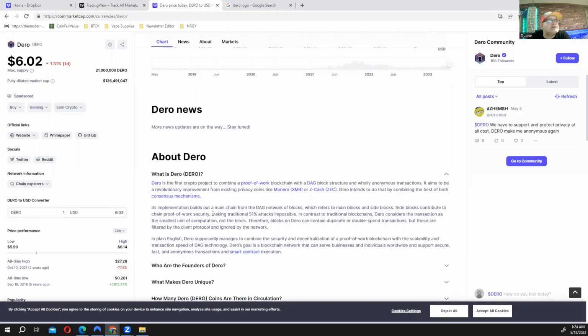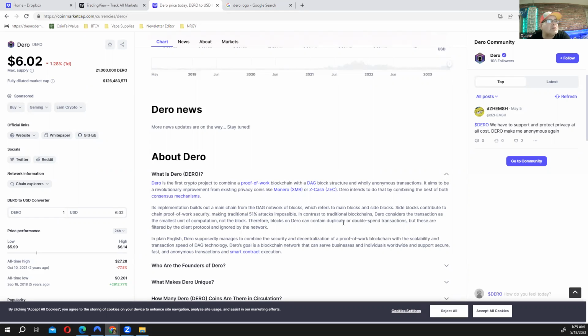Its implementation builds out a main chain from the DAG network of blocks, which refers to main blocks and side blocks. Side blocks contribute to chain proof of work security, making traditional 51% attacks impossible. In contrast to traditional blockchains, Dero considers the transaction as the smallest unit of computation, not the block. Therefore, blocks on Dero can contain duplicate or double spend transactions, but these are filtered by the client protocol and ignored by the network.